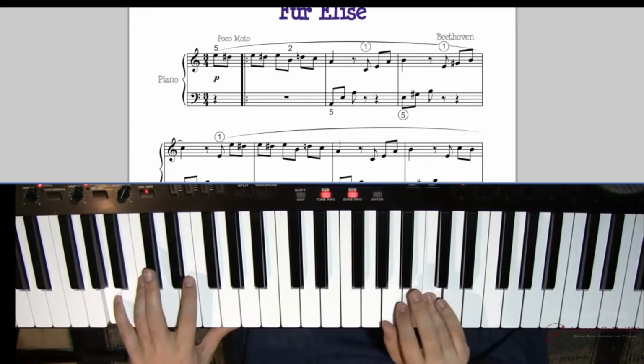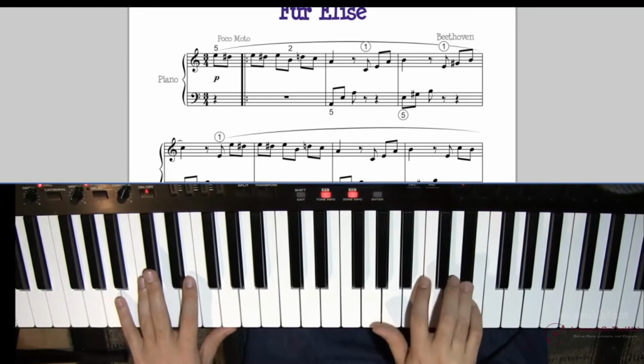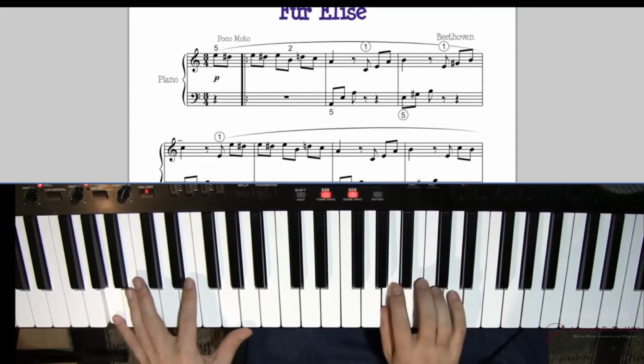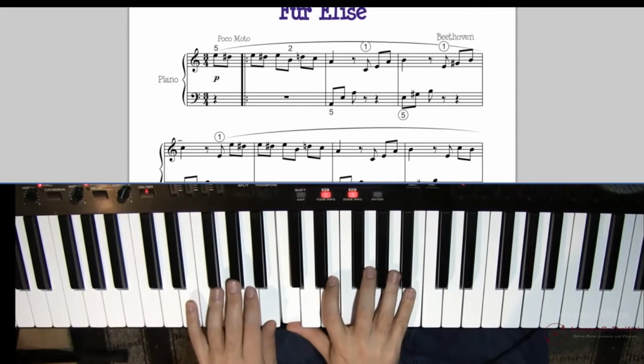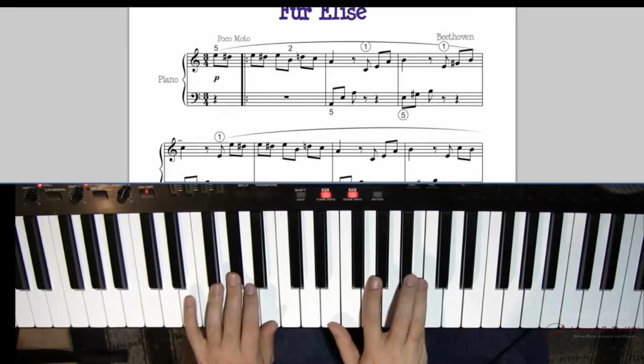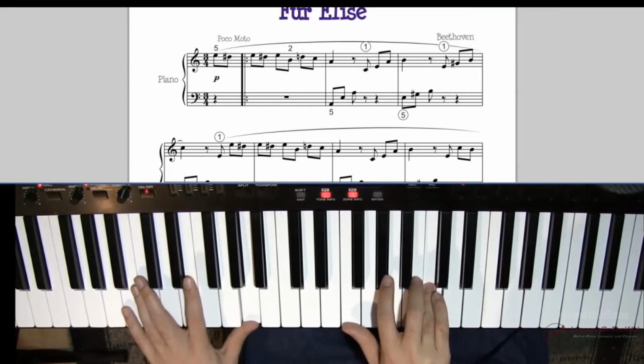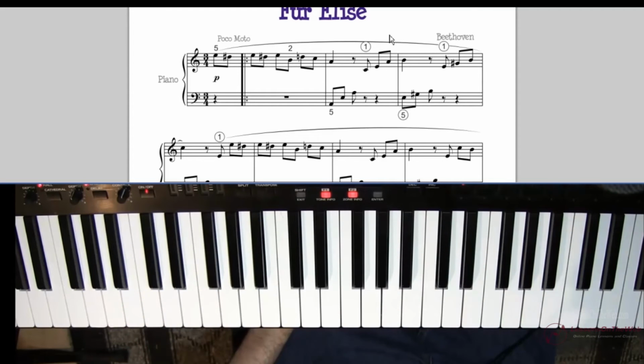That's the beginning of the next line. So just do that a couple times. Now let's try the second line.